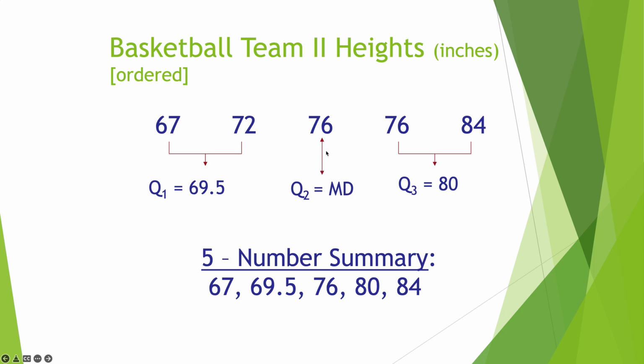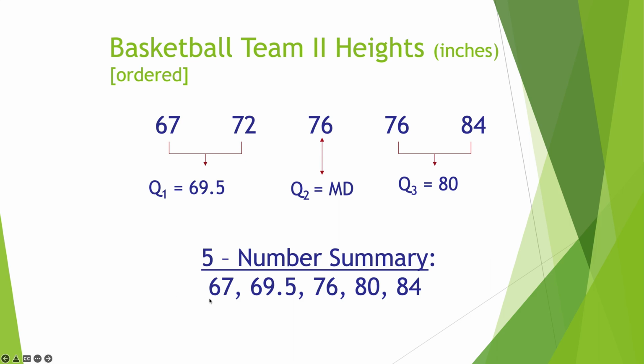We said the median was the one in the middle, it was 76. The third quartile, or the upper quartile, is the average of this upper group, 76 and 84. I say average, I should have said median. It's the median of that upper group. I'm a little flippant with my language there, and I shouldn't be. Quartiles are always medians. So it's the median of the lower half, the median overall, and the median of the upper half, which is 80. The maximum value is 84.